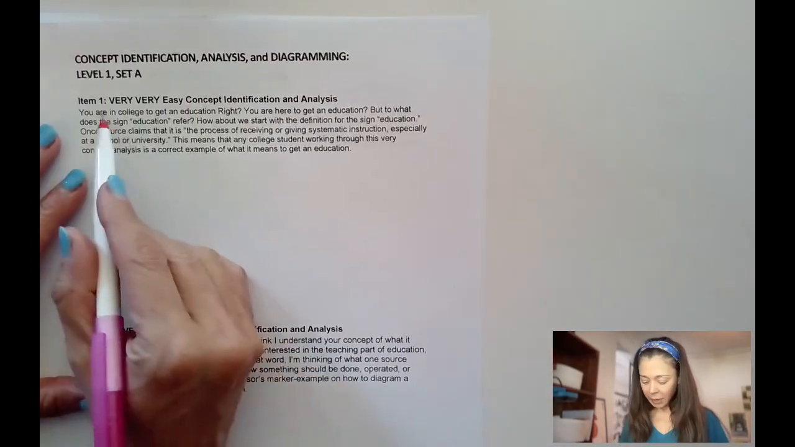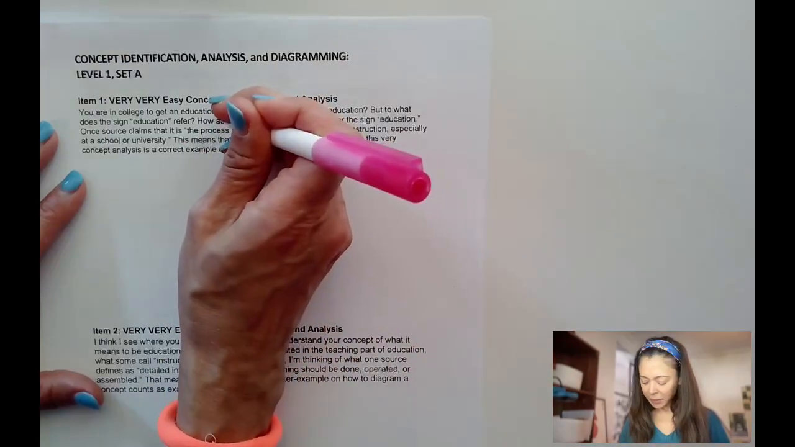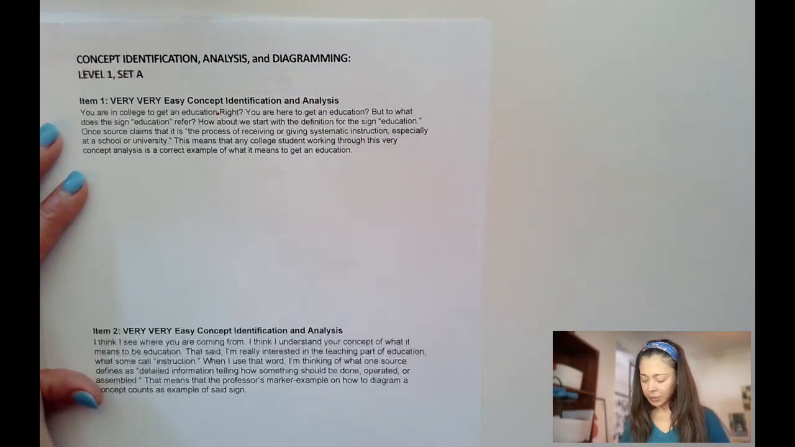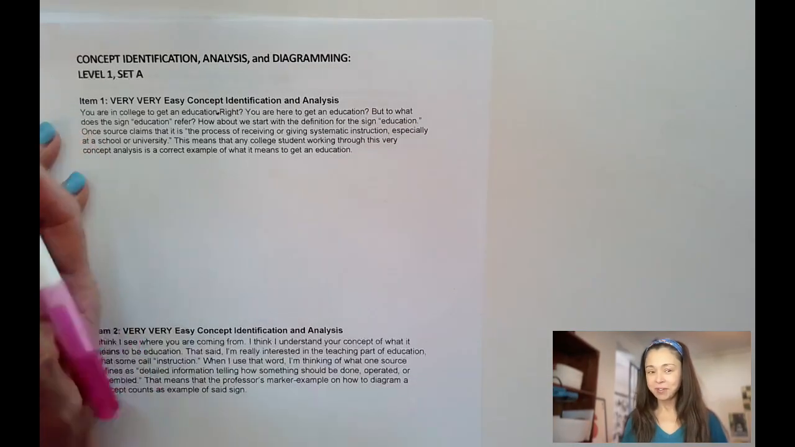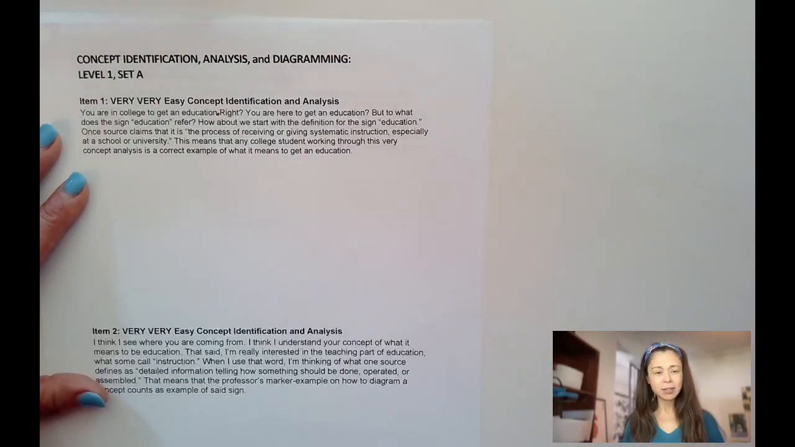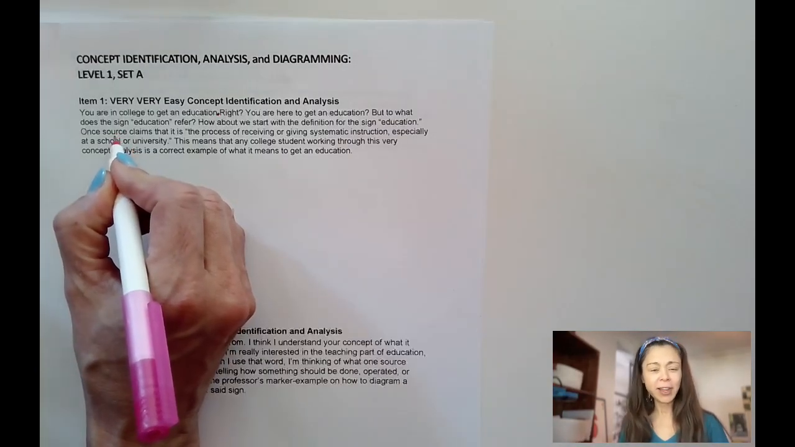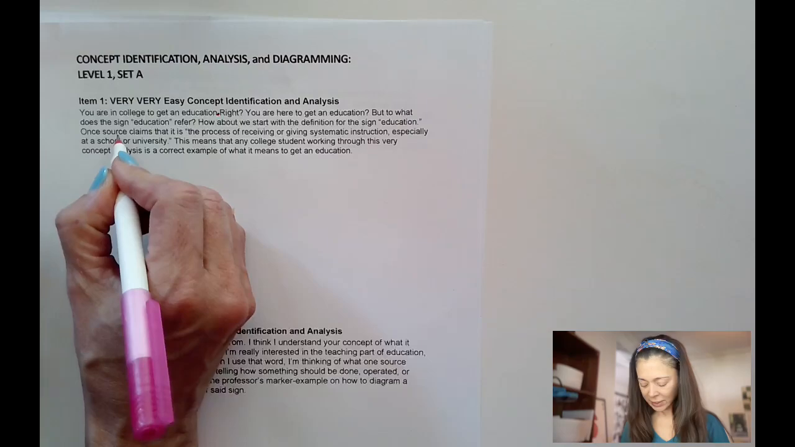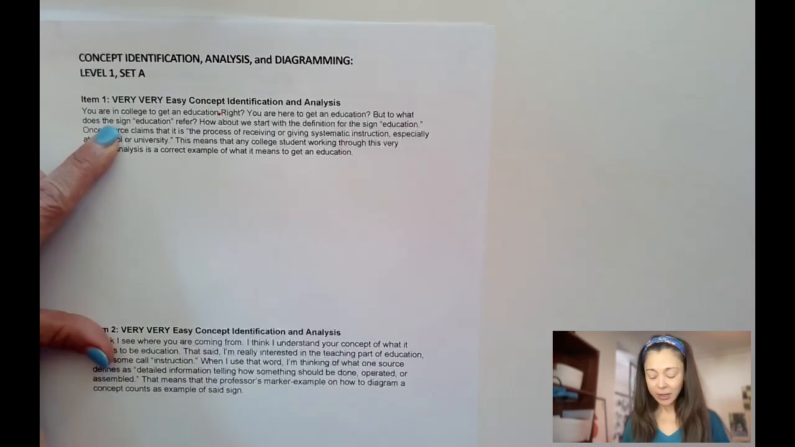So we've got, "You are in college to get an education." Technically, I meant to put a period there, right? "You are here to get an education, but to what does the sign education refer?" Wow, this one is pretty much being given to you in terms of what is the concept of primary interest in this paragraph. We see that it's being very explicit. Maybe this person took my class and so they like to use the terminology that they learned about concepts. But we can see they literally are telling us, here's the sign that I'm going to be interested in, right? They use that very word from the concept lesson.